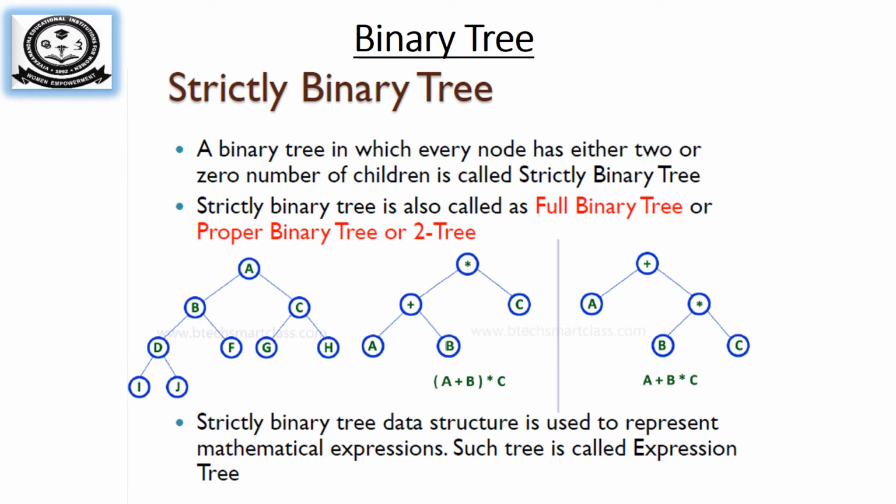Here the strict binary tree data structure is mainly used to represent mathematical expressions, which we call an expression tree. So we can tell how an expression is going to be evaluated. For example, A plus B plus C. Can we say whose result is added up with which result? It's not possible. Whether the A plus B result is added to C or the B plus C result is added to A. This confusion can be solved using a strict binary tree, which is otherwise called an expression tree.